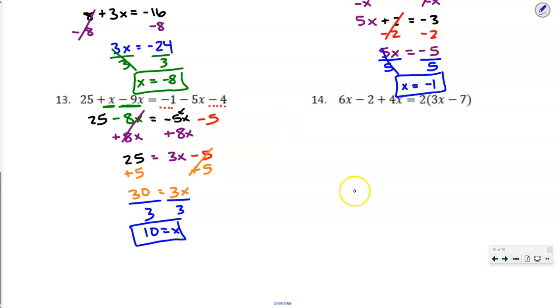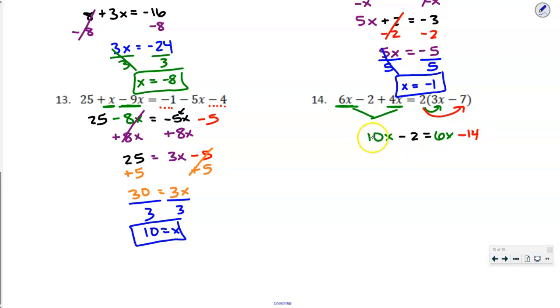Number 14. Simplify the left-hand side, simplify the right-hand side, and then you can begin solving. On the left-hand side, I have 6x tiles and 4x tiles that will combine to be 10x tiles, and the 2 negative units that come straight down. I also have 2 groups of 3x tiles on the right-hand side, which equal 6x tiles, and 2 groups of negative 7, which is negative 14. Now each side has been simplified, so now I can begin solving.